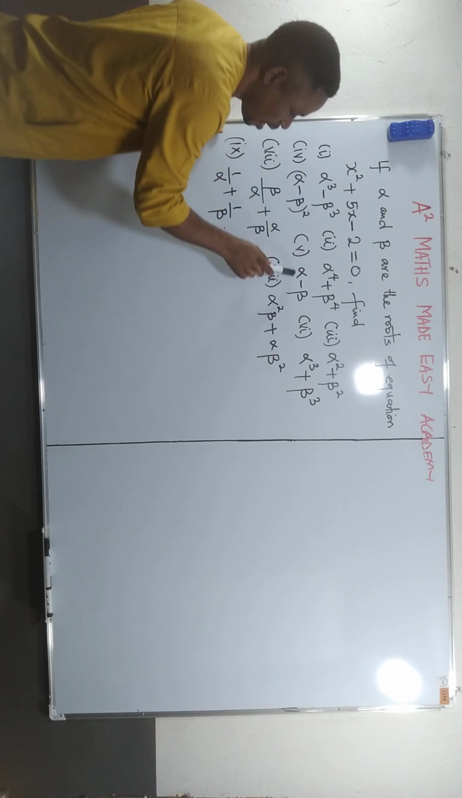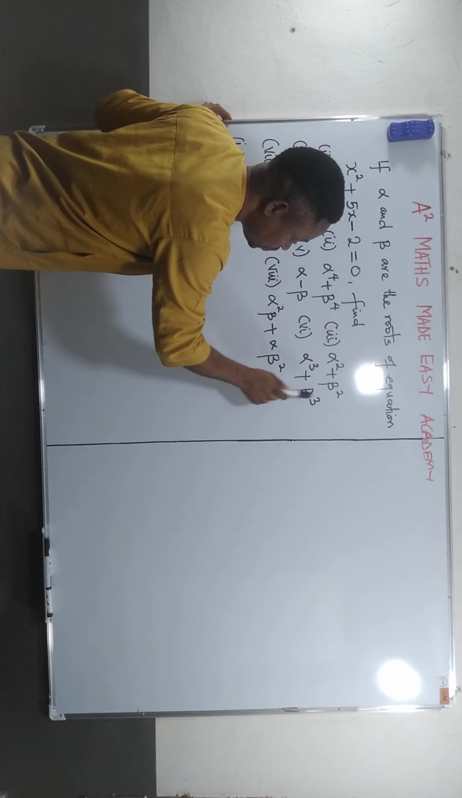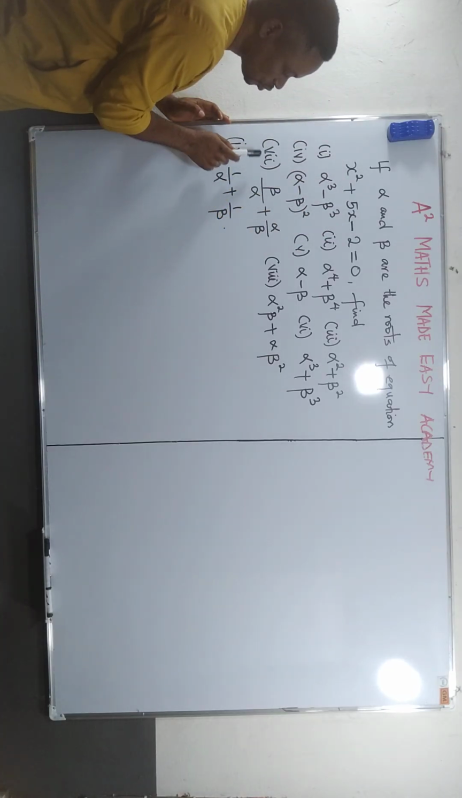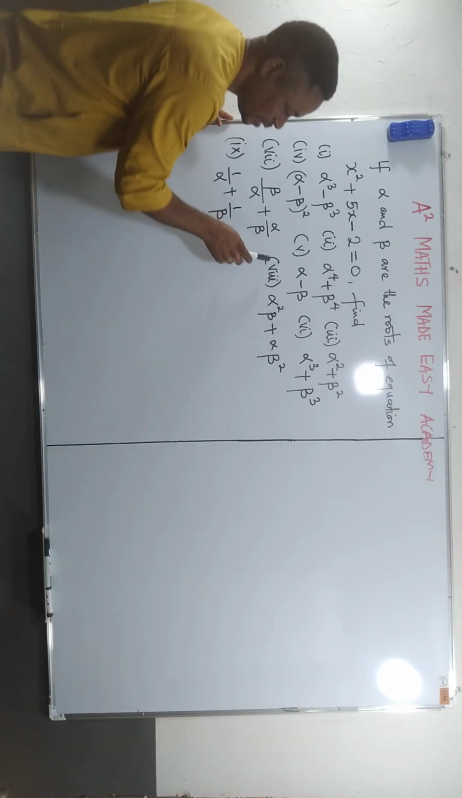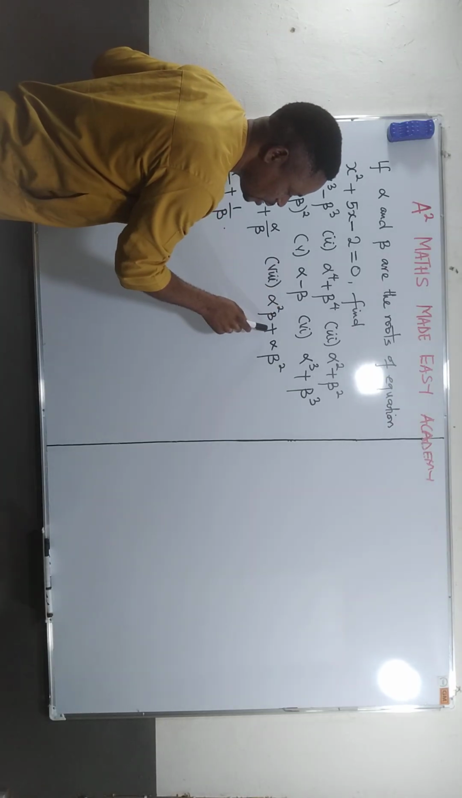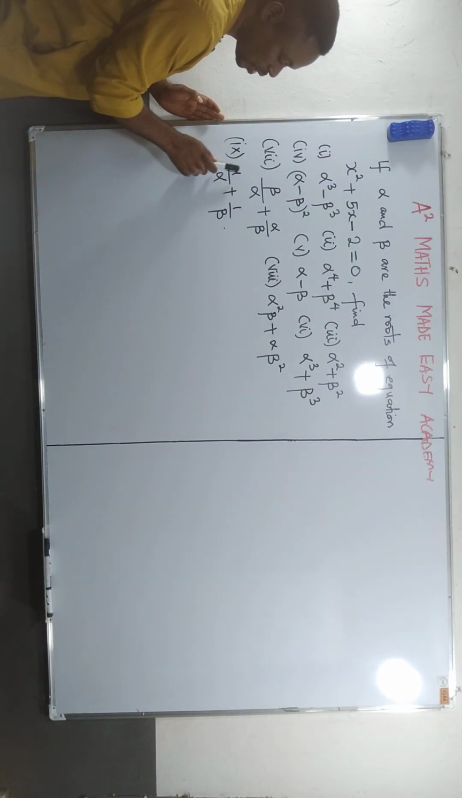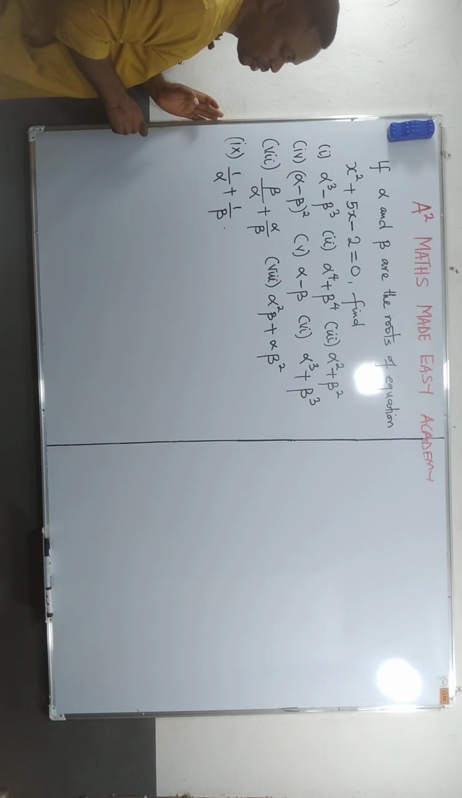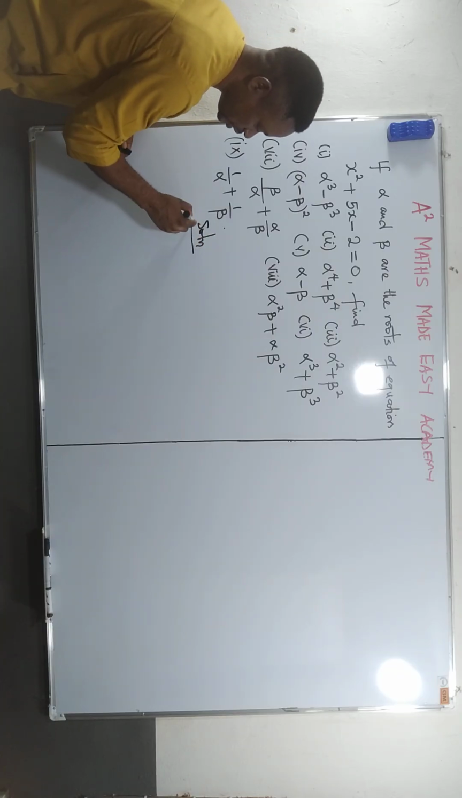Then the fifth one, alpha minus beta. Then the sixth one is alpha cube plus beta cube. And the seventh one is beta over alpha plus alpha over beta. And the eighth one is alpha square beta plus alpha beta square. Finally, the ninth one is 1 over alpha plus 1 over beta.